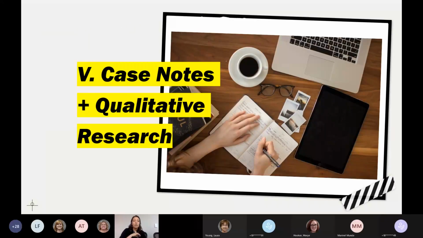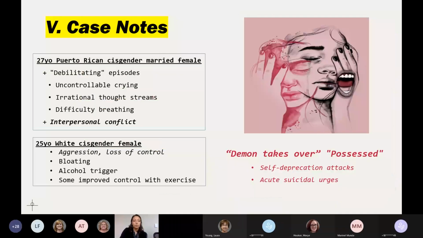Okay. To bring this to life a little bit, I wanted to talk about specific women that I've worked with, what their experiences have looked like, how they describe their symptoms, and then talk a bit about what the qualitative research shows for women who are living with PMDD. I've worked with a handful of women. I just pulled these two cases because I thought their profiles were pretty distinct and interesting.